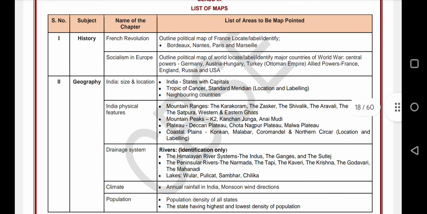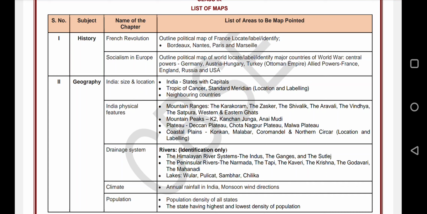Now there is the list of maps you can see. In history we have the French Revolution and socialism in Europe. So from the French Revolution, four places were very important: Bordeaux, Nantes, then Paris and Marseilles. So you will be learning all these four places.